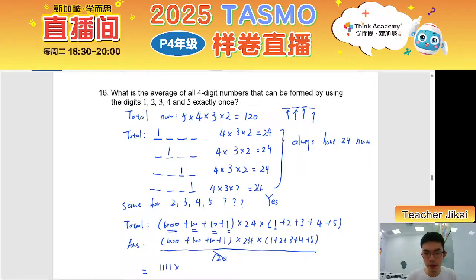And 24 and 120, we'll have a 5 here, and this one, yeah, it is a 15. So we cross it out, 3 here. So it is 1111 times 3. 3, 3, 3, 3. Yeah, this is how we get it.